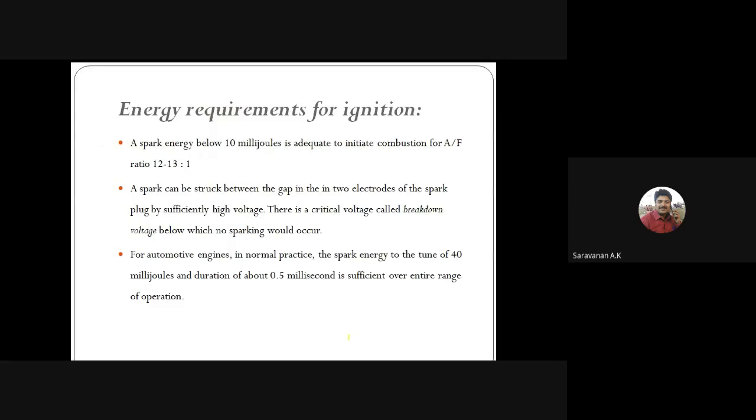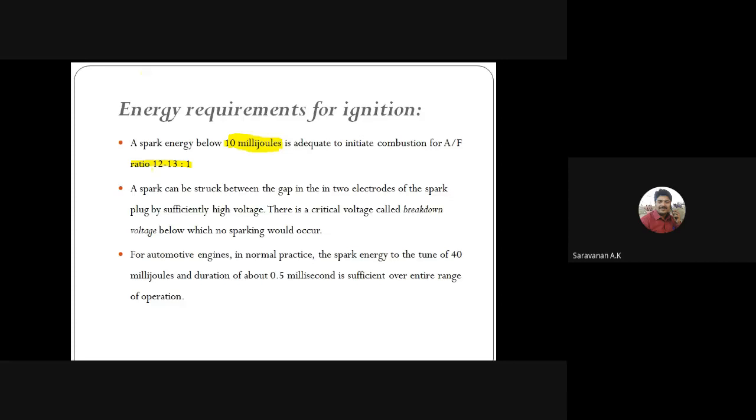And what are the energy requirements for the ignition process? For the spark plug, it's just below 10 millijoules. 10 millijoules of energy is required, and it is adequate to initiate combustion at a ratio of 13 to 1. Normally the fuel air ratio is 12 or 13 to 1, that is 12 times the air and 1 times the fuel. So that is the lean mixture.